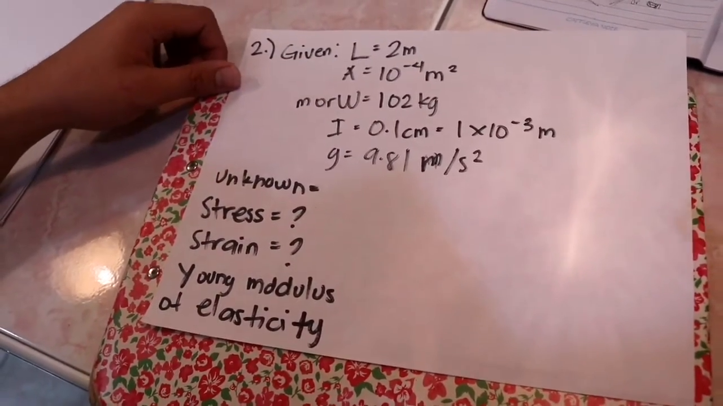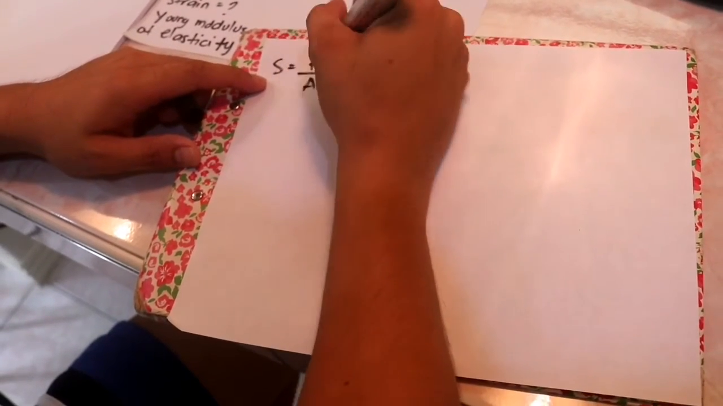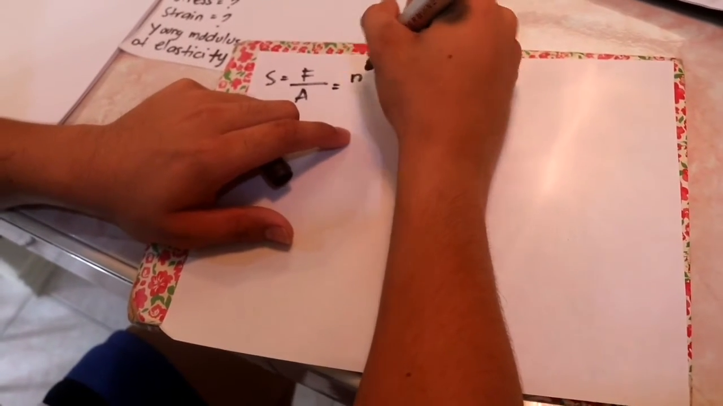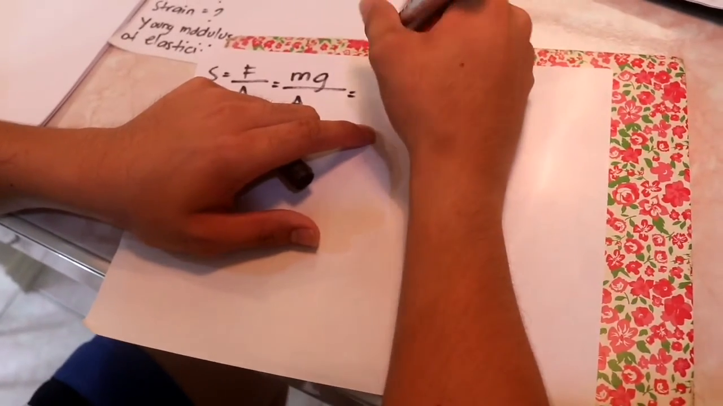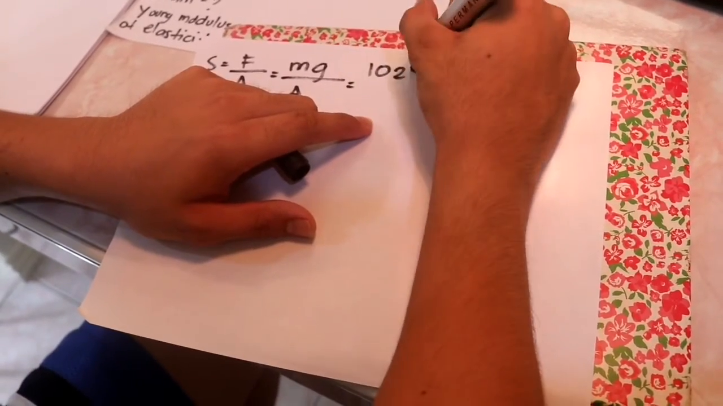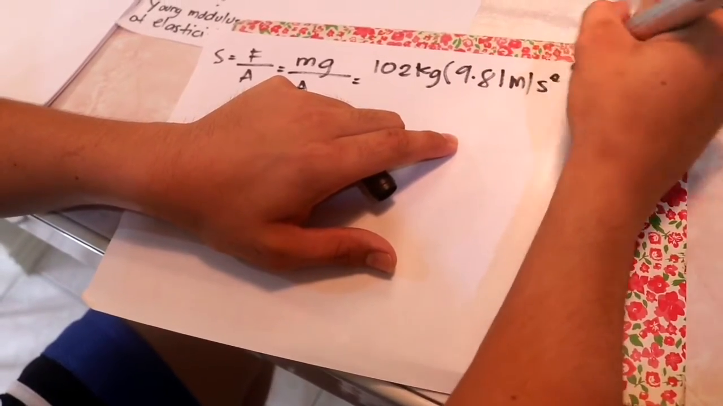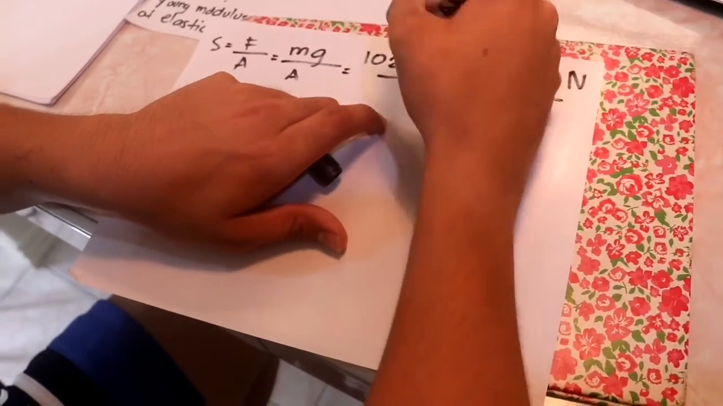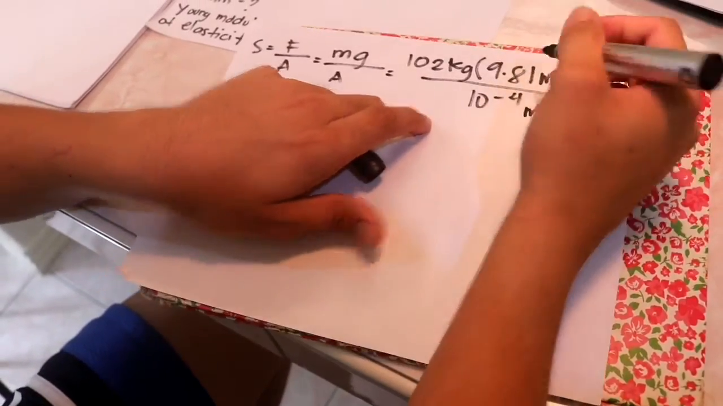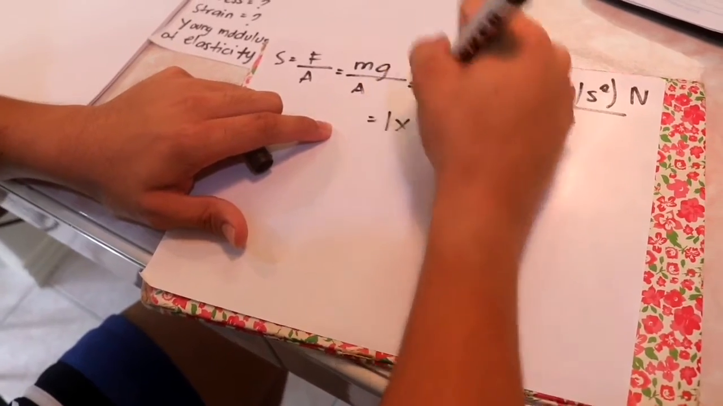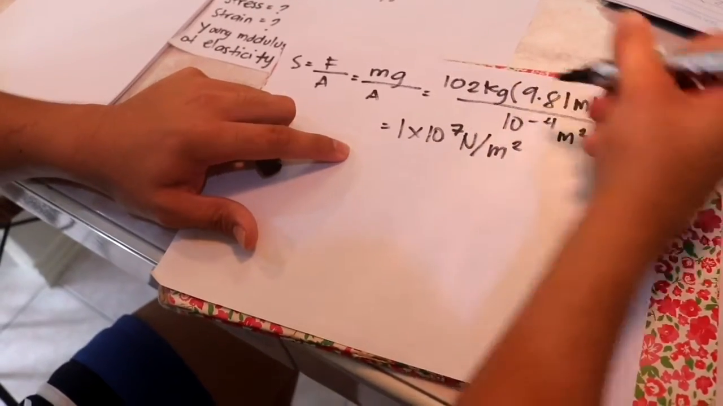So let's solve for the stress. Stress is equal to force over area, which is equal to mass times gravitational acceleration over area. Let's substitute: the mass is 102 kilograms multiplied by 9.81 meter per second squared, so that is in Newton, over the area, which is 10 raised to negative 4 square meter. So the answer is 1 times 10 raised to 7 Newton per square meter.